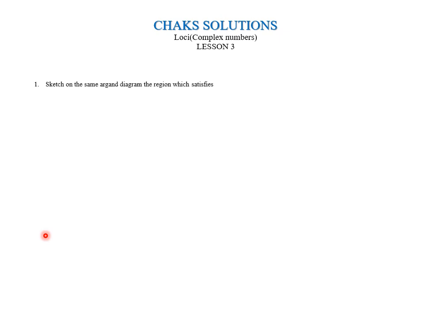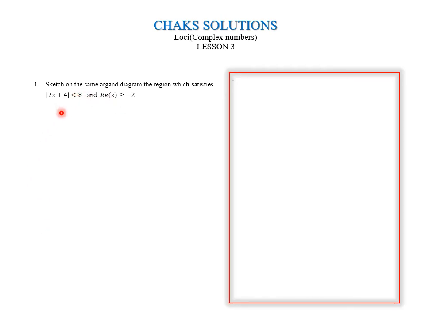In this question they are saying sketch on the same Argand diagram the region which satisfies modulus of 2z plus 4 less than 8 and real of z greater than or equal to minus 2. So you can see we have two regions here that we need to combine together. The first one is modulus of 2z plus 4 less than 8.